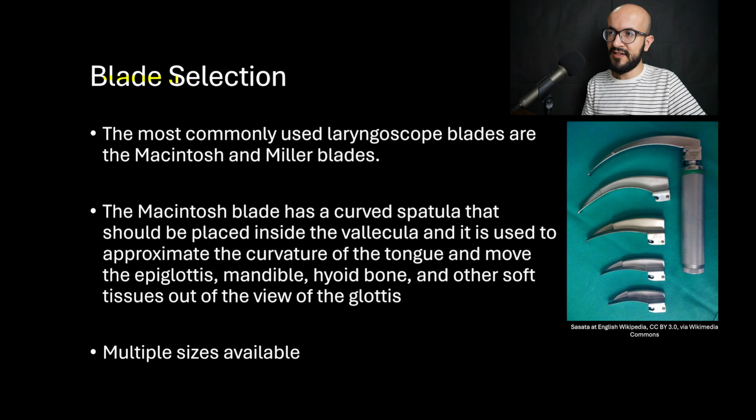Regarding the blade selection, the most commonly used laryngoscope blades are the Macintosh and the Miller blades. The Macintosh blade has a curved spatula that should be placed inside the vallecula, and it is used to approximate the curvature of the tongue and move the epiglottis, the mandible, the hyoid, and other soft tissues out of the view of the glottis. There are multiple sizes available for the Macintosh, and you can see it right here in this picture. So it has a curved spatula.